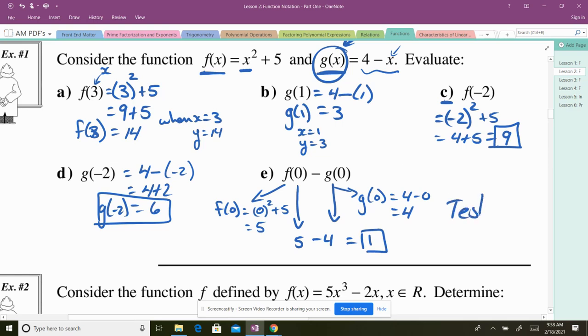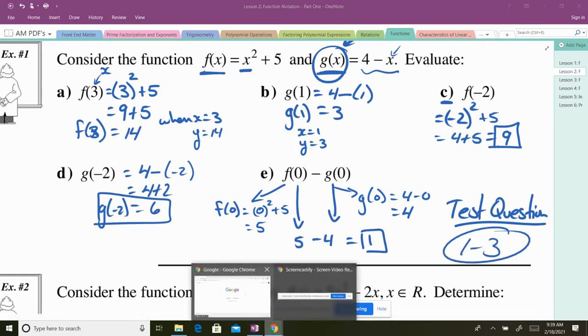This is a good test question, people. I will ask you a question like that on your test. I'll give you 2 functions, and I'll say evaluate them and then subtract them. Okay? Any questions about that? Whatever's in the brackets, that little bracket there, gets substituted in for x. We're good? 1 to 3, please.